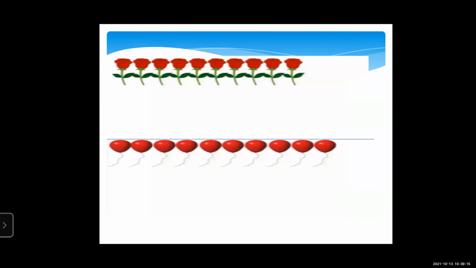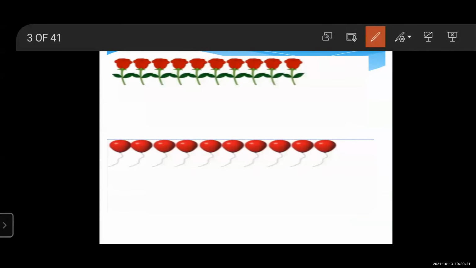Now I will show you some pictures. What is this in the first picture? Can you tell me? Flowers. Okay, roses are there. Yes. Now count these flowers. How many flowers are there? 1, 2, 5, 6, 7, 8, 9, 10. Okay, means these are 10 flowers, meaning 10 units.